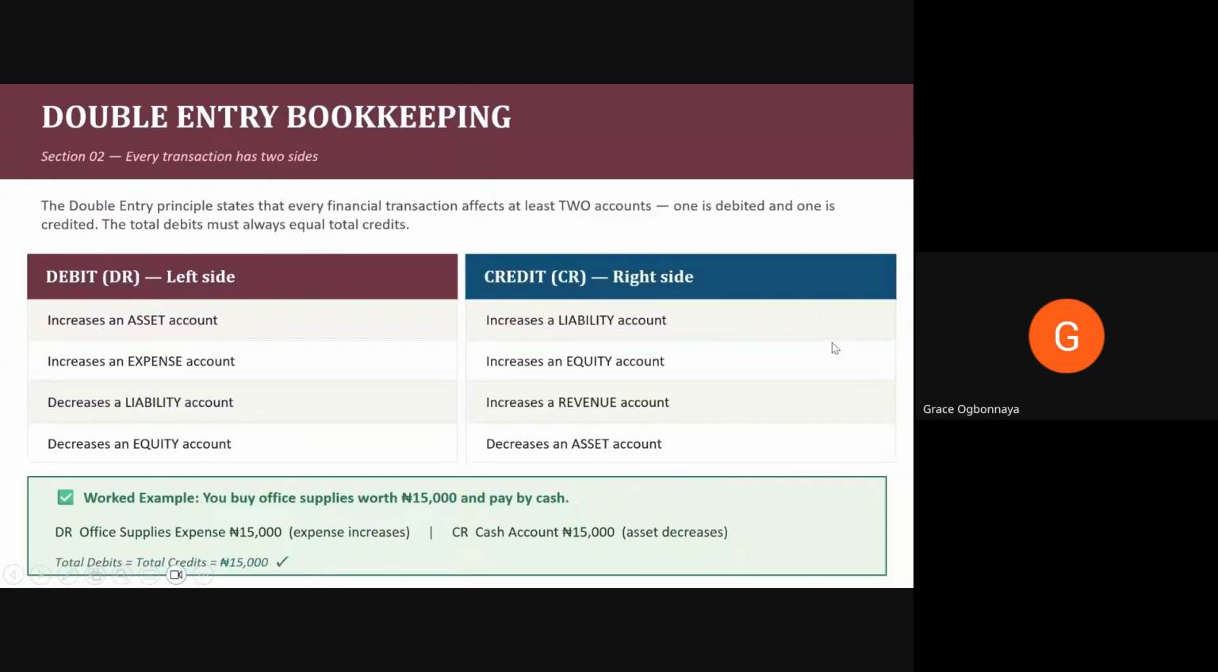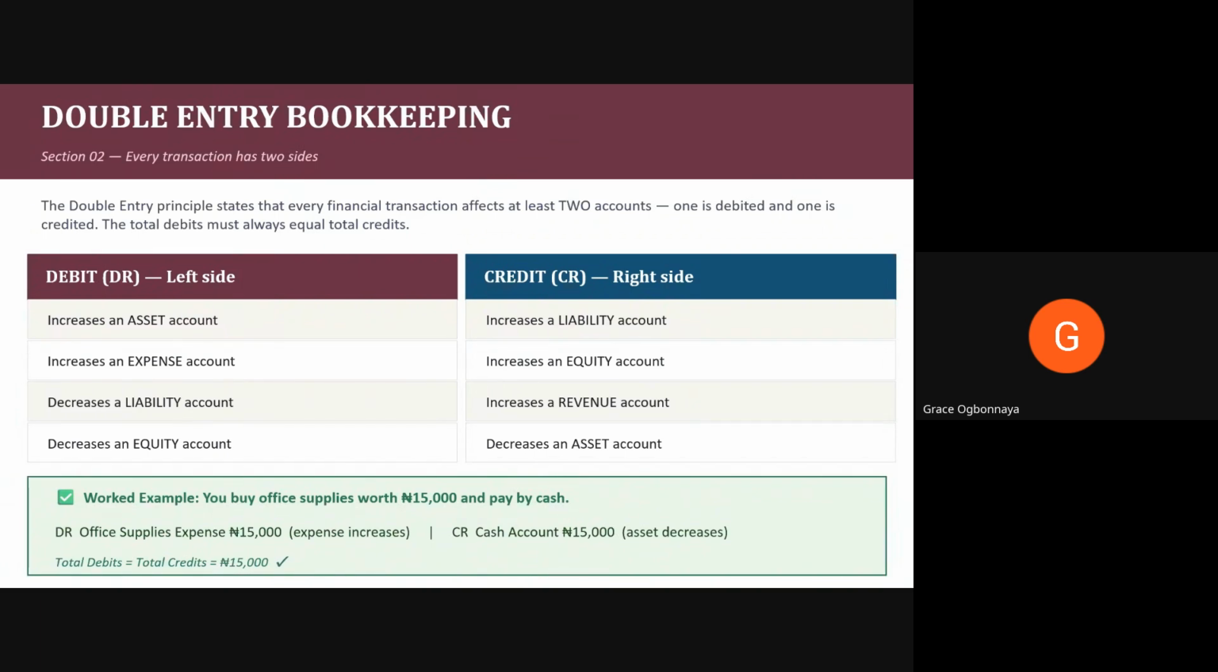Double entry bookkeeping. This one is a bit advanced, but I'm going to talk about it. Every transaction that you record, maybe you're using paper and biro, or you're using accounting software, must have two legs, a debit side and a credit side. So the double entry principle states that every financial transaction affects at least two accounts. One is debited and one is credited.